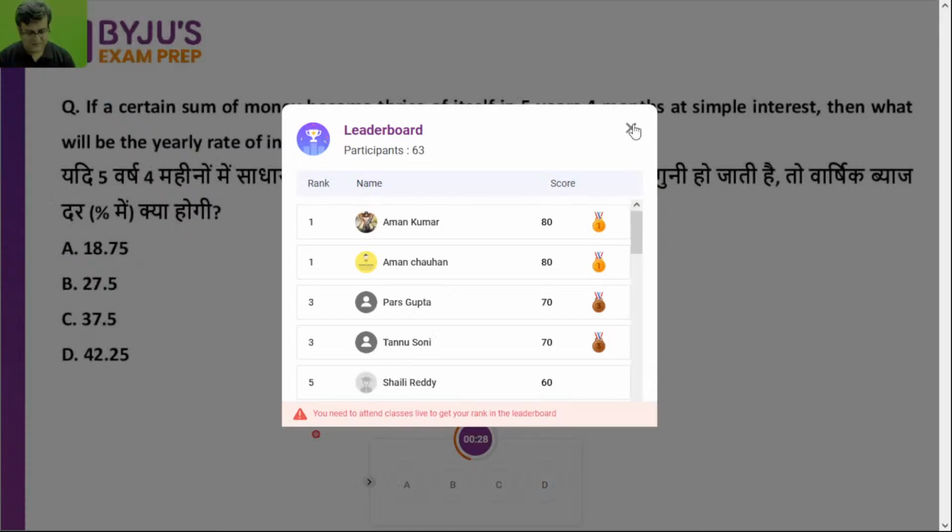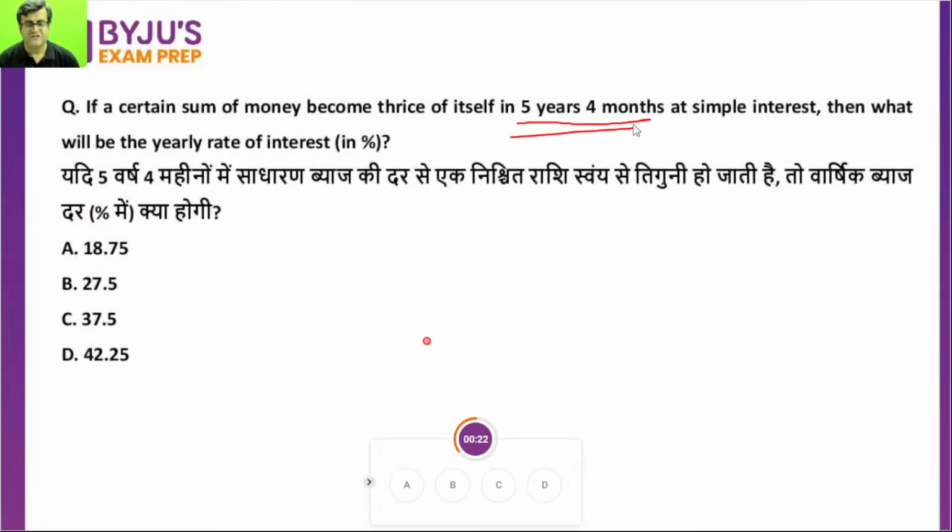C option is absolutely right. Sum of money becomes twice in 5 years 4 months. What will be the yearly rate of interest? One thing is clear to you: if money becomes twice, 100 becomes 200. So 100 is the interest. So total rate is 100%. Is this clear or not?